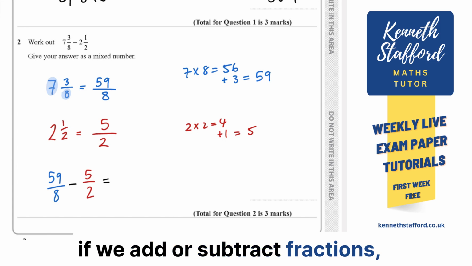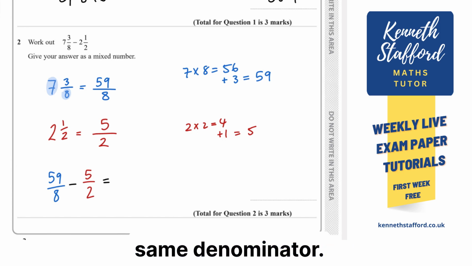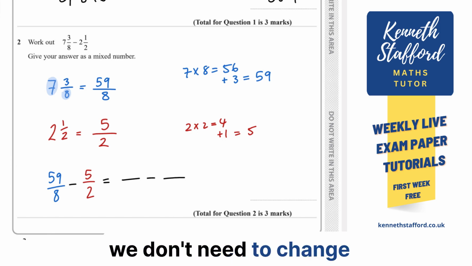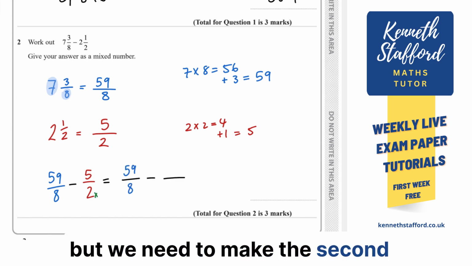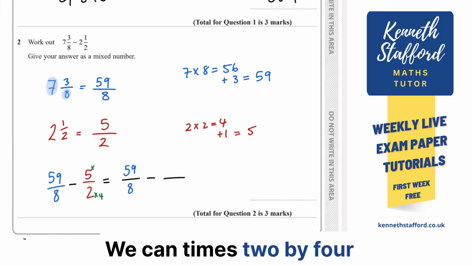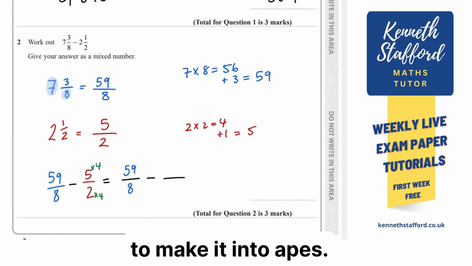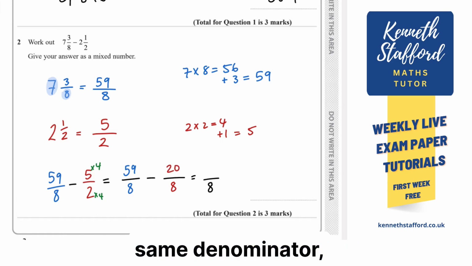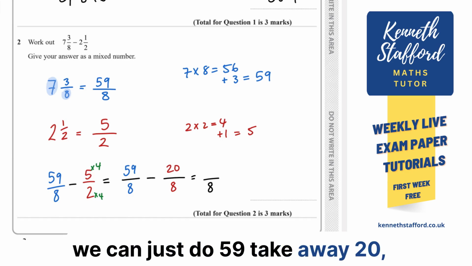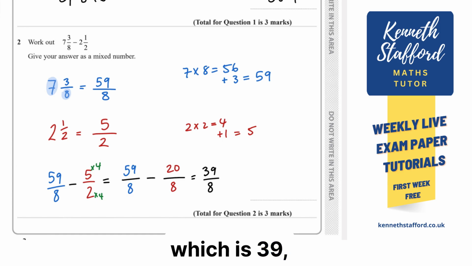Now, if we add or subtract fractions, they need to have the same denominator. Hopefully we can spot that we don't need to change them both. 59 eighths can stay 59 eighths, but we need to make the second one eighths as well. We can times 2 by 4 to make it into eighths. So it's 59 eighths, take away 20 eighths. Now that they've got the same denominator, we can just do 59 take away 20, which is 39.